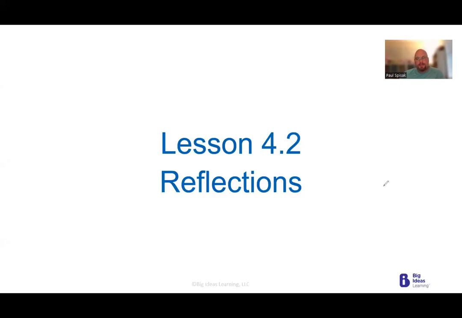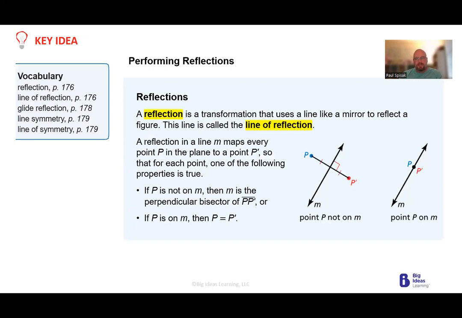All right, geometry lesson 4.2. This is on reflections. This is our second type of transformation. When we are talking about transformations, we did translations in 4.1. Now we're doing reflections, and then the next one will be rotations. These are all different ways that images are moving from a pre-image to an image.